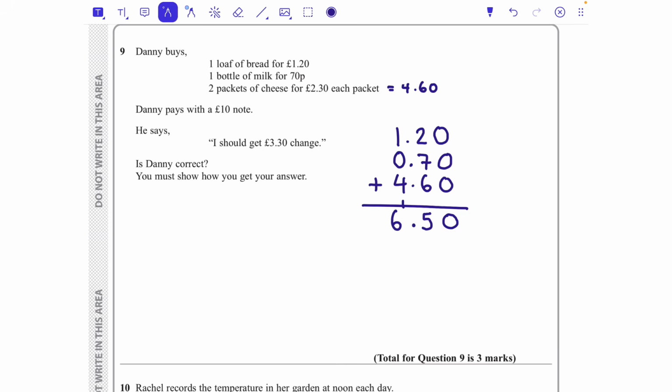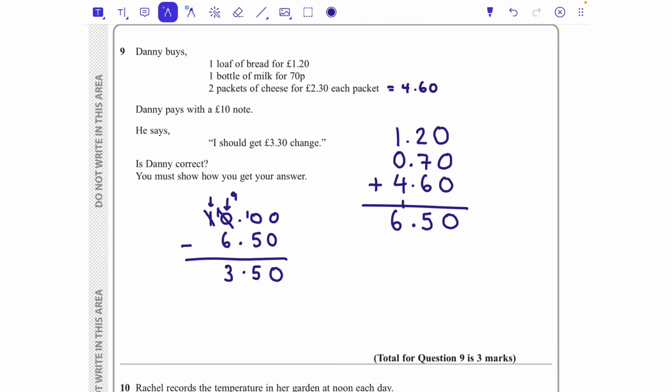He says I should get £3.30 change. So let's now check that. We're going to do £10, take away £6.50. 0 take 0 is 0. 0 take 5. Now when you're subtracting and there's more on the floor, you need to borrow from next door. I can't borrow from here because there's nothing there, but I can borrow from the 1 here. So I'm going to cross it out and put the 1 here, and I'm then going to cross that out, make it a 9, because I've gone from having 10 to having 9, and put the 1 here. Now I can subtract. So 10 take 5 is 5. 9 take 6 is 3.